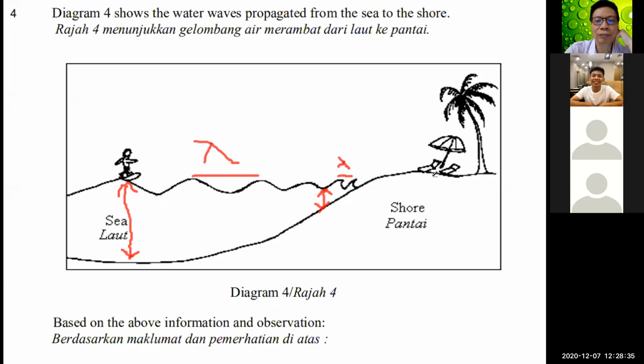Wavelength and the depth. Yes, Neil, you are correct. Wavelength and the depth. So this question is between the wavelength, lambda, and the depth, d. It is a relationship between the lambda and the depth. So quite easy, this experiment.